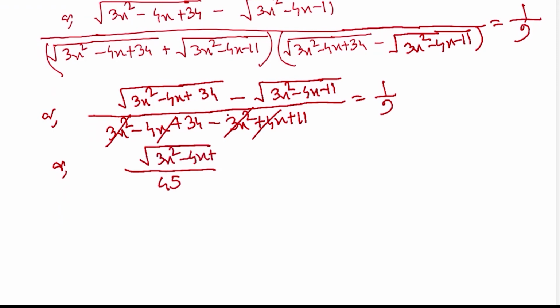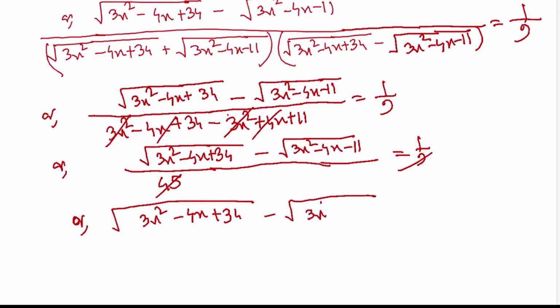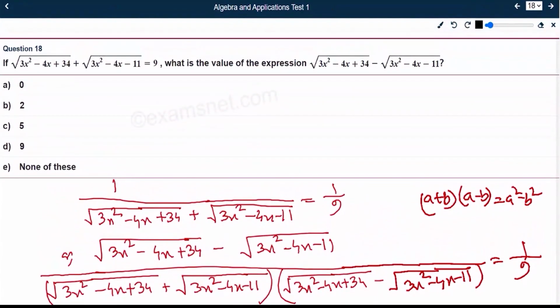So 45 by the numerator, 1 by 9. So we can easily write the value of root under 3x square minus 4x plus 34 minus root under 3x square minus 4x minus 11 equals 5. So yes, that's the value of the given expression. So yes, option C is the correct answer, right?